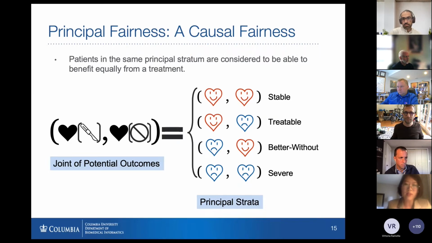Patients in the stable stratum do not have a heart attack regardless of having the treatment or not. Patients from the treatable stratum, their heart attack can be prevented if they receive the treatment. Patients from the better-without group actually have a better outcome by not having the treatment. And patients in the severe group always have a heart attack regardless of their treatment status. The important thing is that patients within the same principal stratum are considered at similar risk; in other words, they respond to the treatment in a similar way.